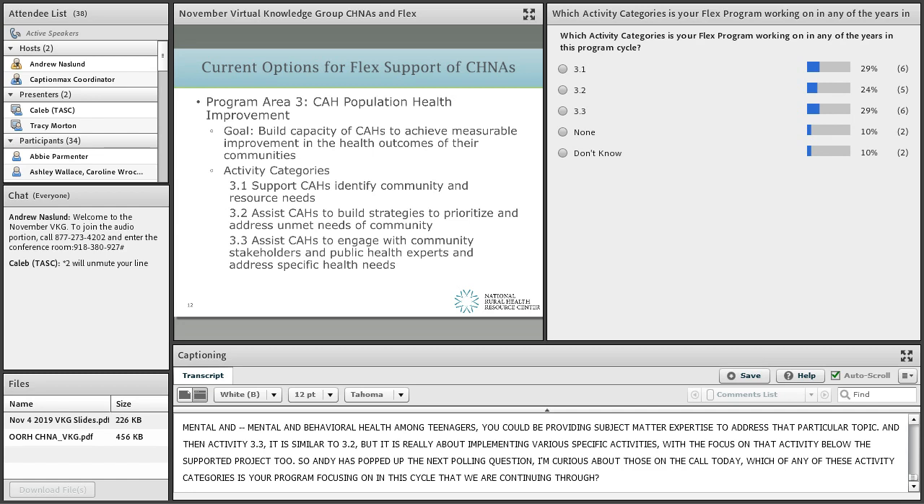And then activity 3.3 is kind of similar to 3.2, but it's really about implementing very specific activities to improve health with a focus on sustainability of that activity beyond those FLEX-supported years of the project, too.